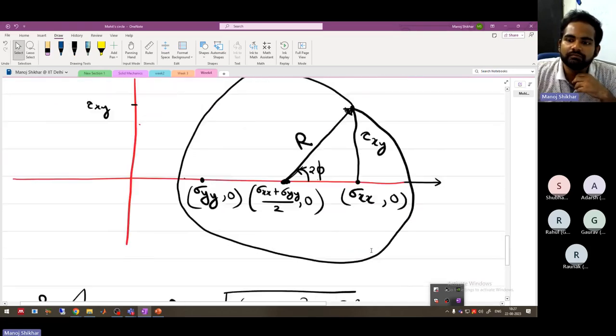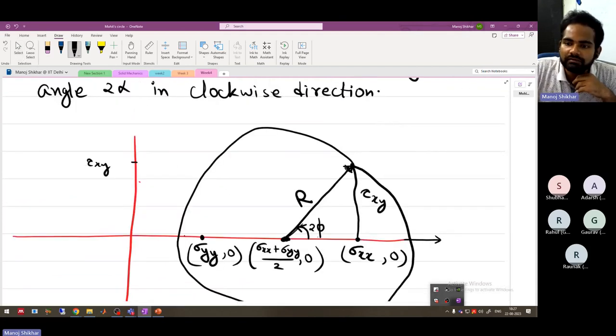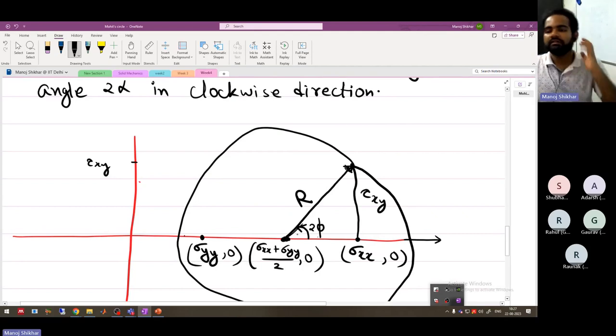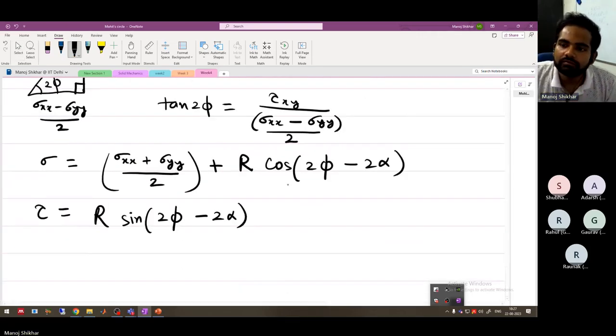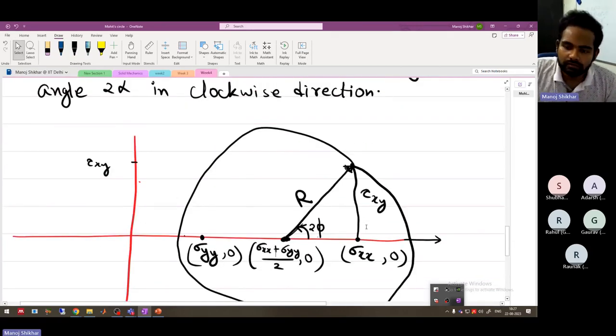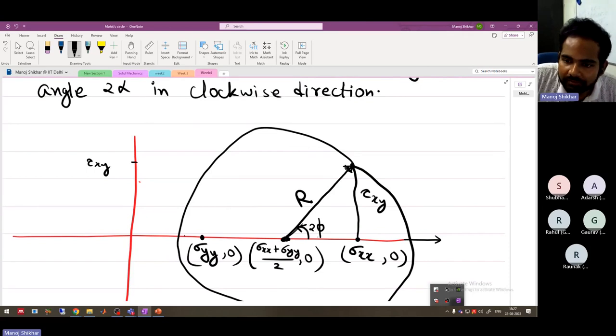So what does this mean? If this is our E1 plane, then for going to the plane which is in a counterclockwise direction at an angle alpha from E1, on Mohr circle we will have to move in clockwise direction. You can see the minus sign here. So the E1 plane will be somewhere here.